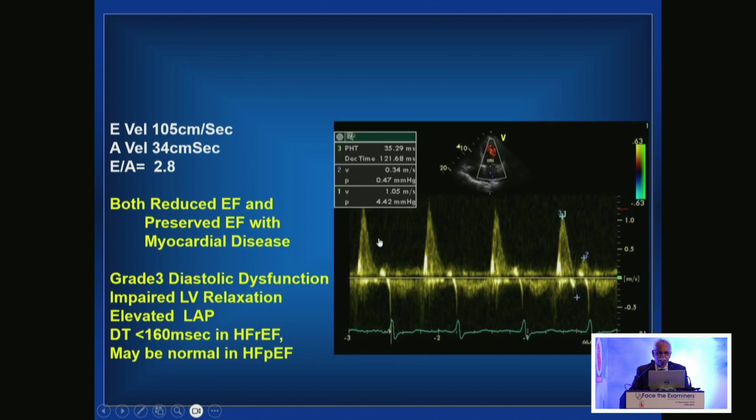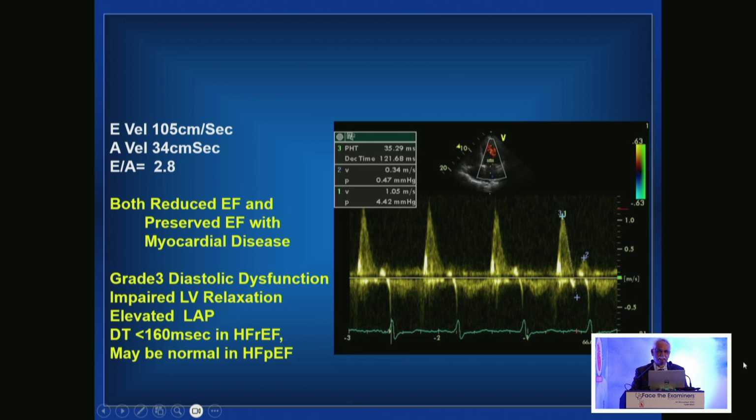Look at this pattern. This is the LA outflow pattern which shows a markedly increased E wave and a very small A wave. And the ratio is more than 2. So this immediately tells you that the patient has got a type 3 diastolic dysfunction and impaired LV relaxation and chamber stiffness, elevated left atrial pressure. So when you get this pattern in both heart failure with reduced ejection fraction and heart failure with preserved ejection fraction, this pattern always indicates grade 3 diastolic dysfunction. Is okay?